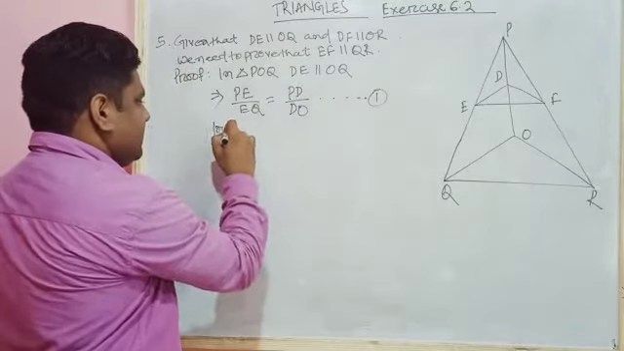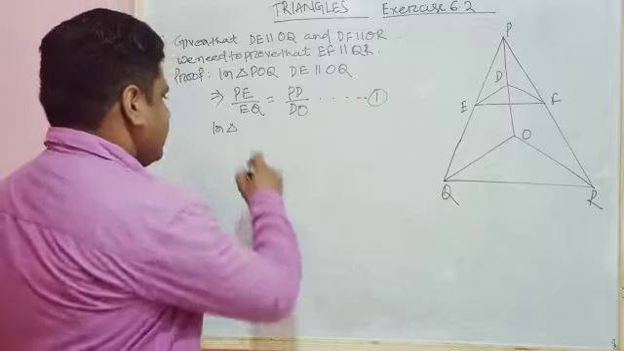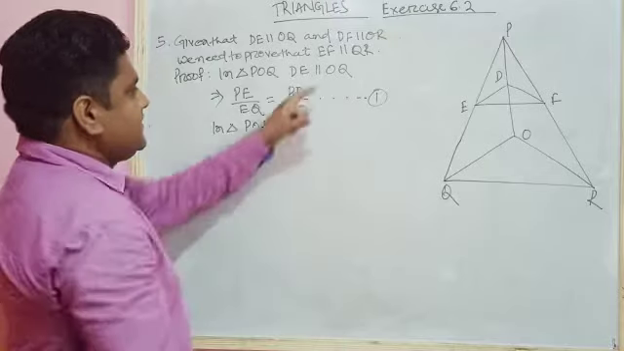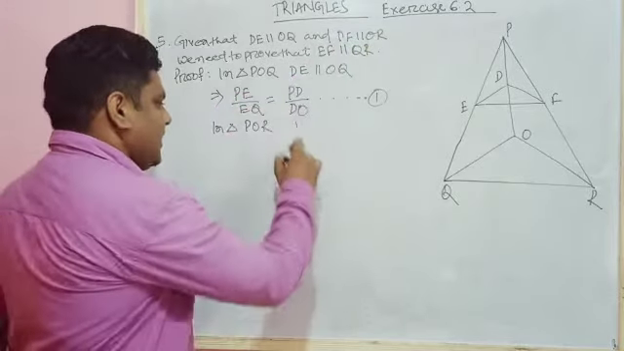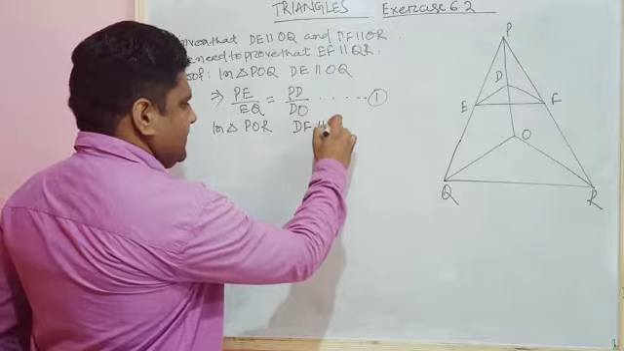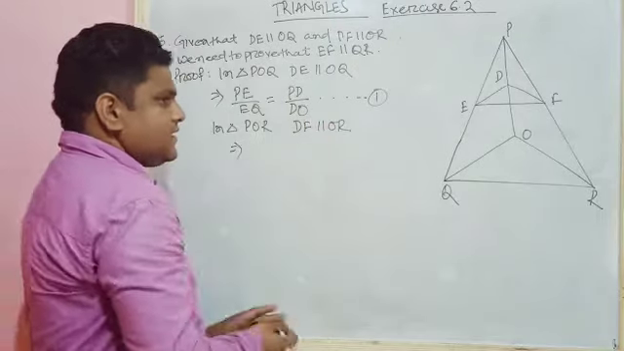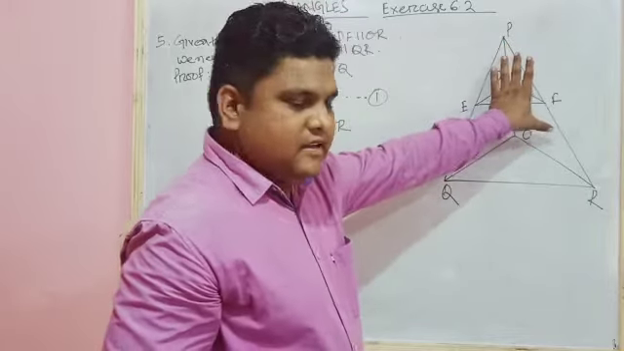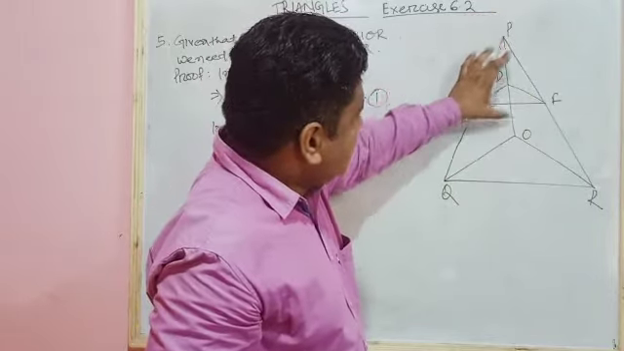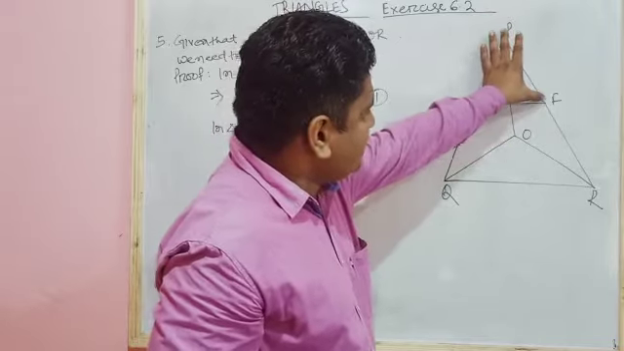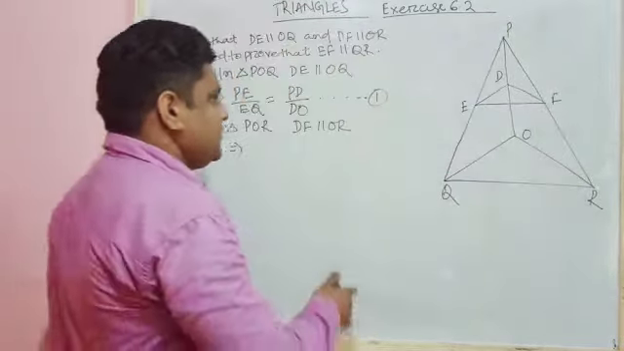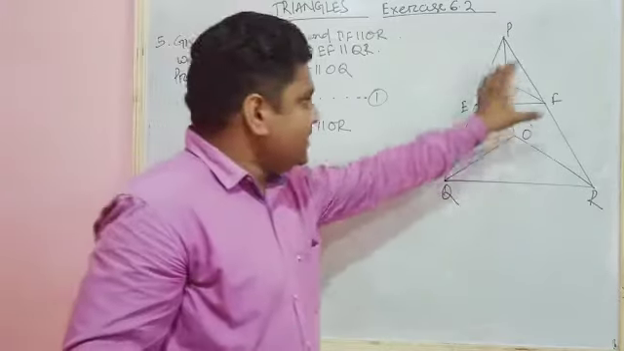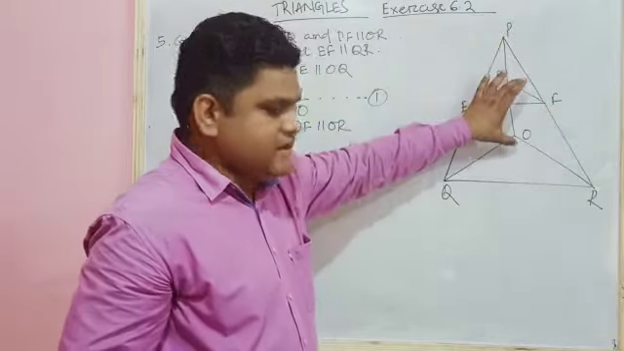And in triangle POR, it is given that DF is parallel to OR. This implies that this line DF will divide the sides PO and PR in equal ratio, so we can get PD by DO is equal to PF by FR. So it will be PD by DO equal to PF by FR, or we can also write PF by FR equal to PD by DO.